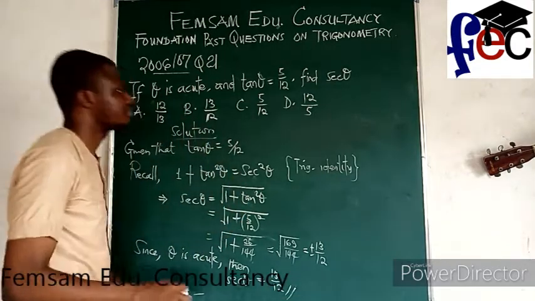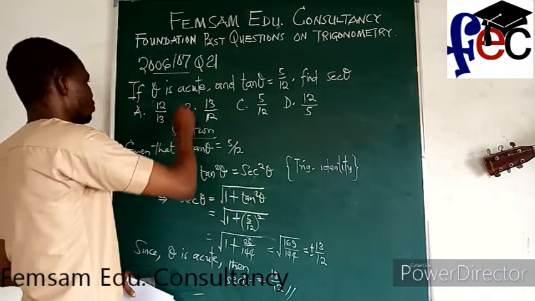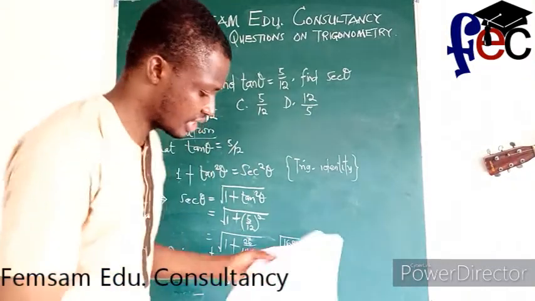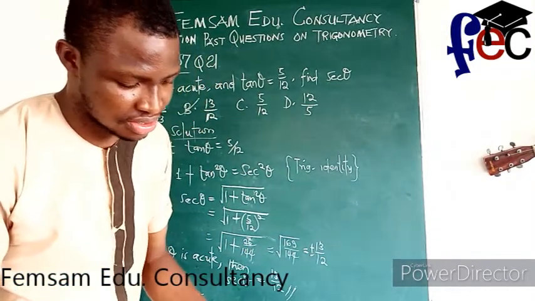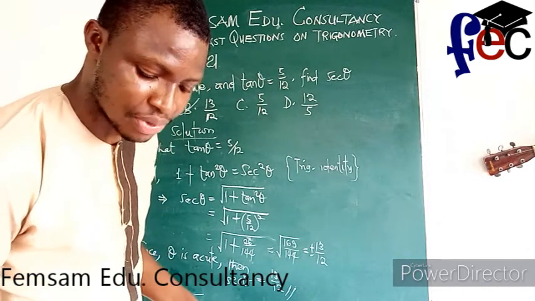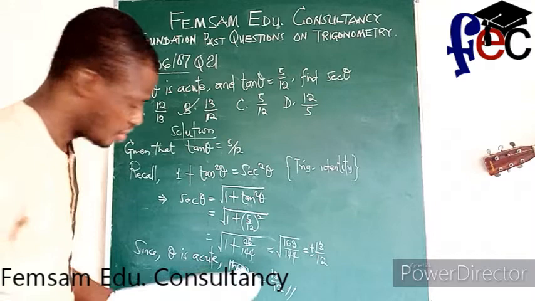That's all. So which of the options? That is option B. I hope that is clear. It's as simple as that. It's not that difficult. It's just the explanation that is making the process look longer. All right.